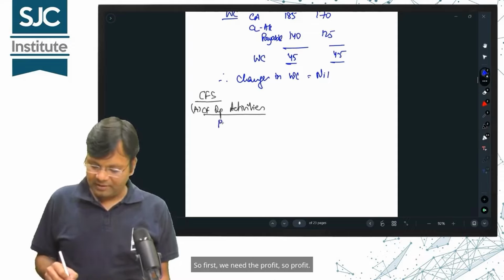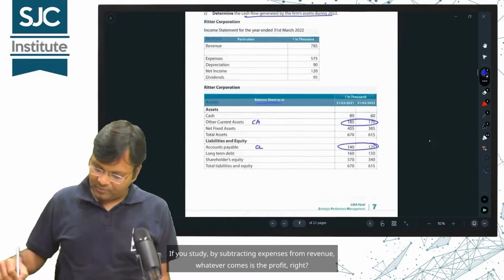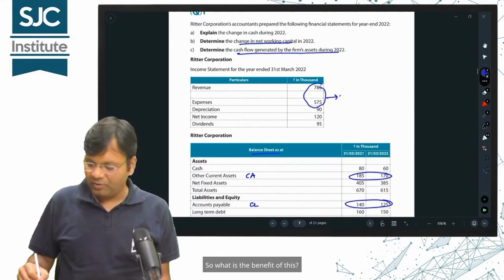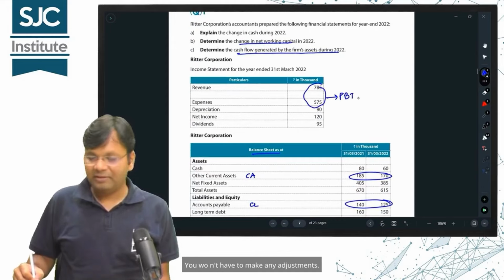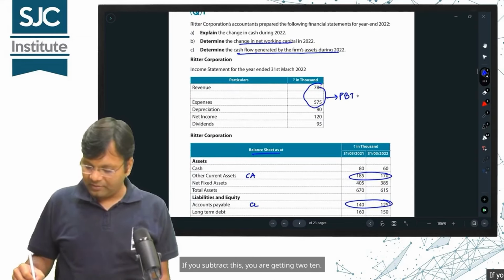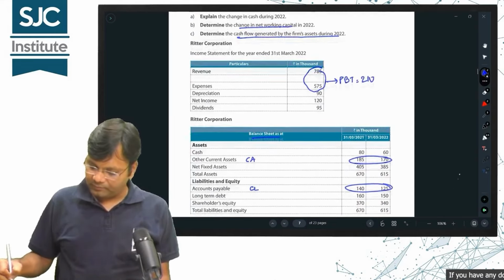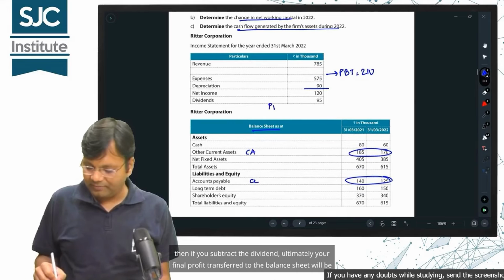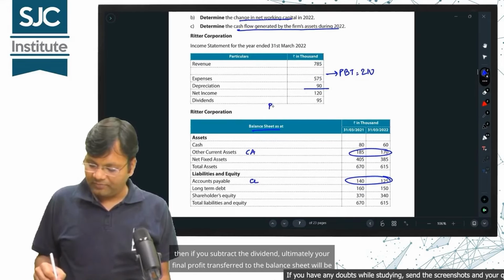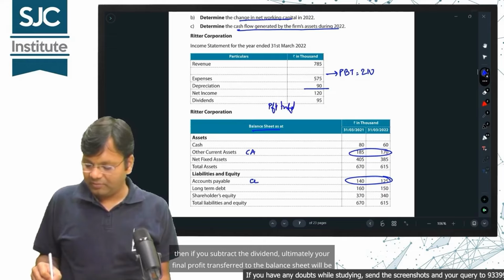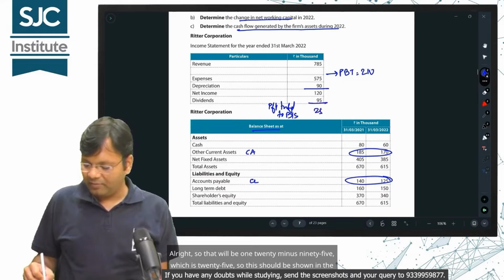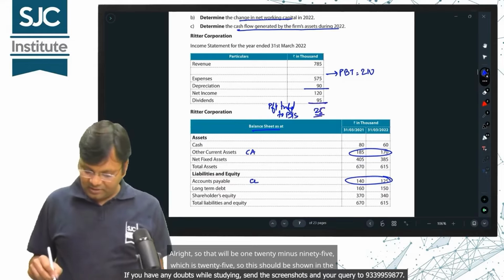So first, we need the profit. If you get it by subtracting expenses from revenue, whatever comes is the profit, right? So what is the benefit of this? You won't have to make any adjustments. If you subtract this, you are getting to 10. If you take the entire net income, like it is given here, and then subtract the dividend, ultimately your final profit transferred to the balance sheet will be considered. Alright, so that will be 120 minus 95, which is 25, so this should be shown in the balance sheet.